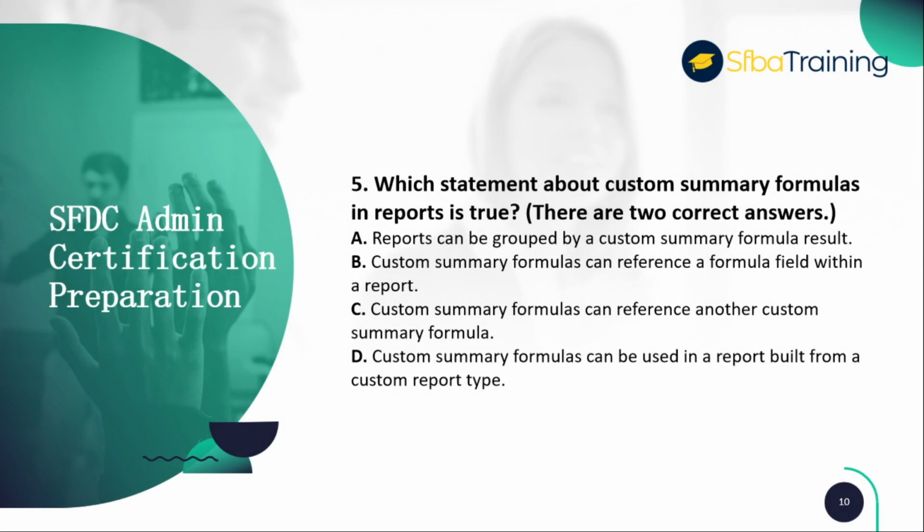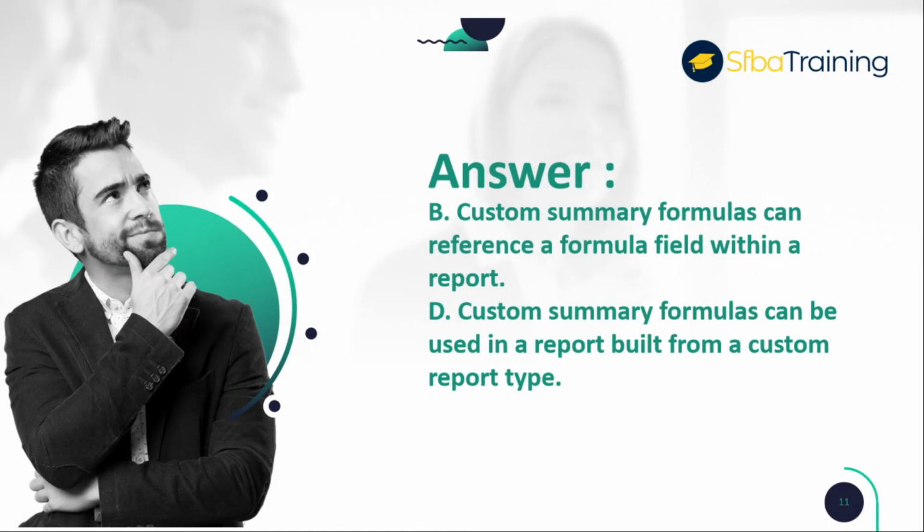Number 5. Which statement about custom summary formulas in reports is true? There are 2 correct answers. A. Reports can be grouped by a custom summary formula result. B. Custom summary formulas can reference a formula field within a report. C. Custom summary formulas can reference another custom summary formula. D. Custom summary formulas can be used in a report built from a custom report type. The answers are B. Custom summary formulas can reference a formula field within a report, and D. Custom summary formulas can be used in a report built from a custom report type.